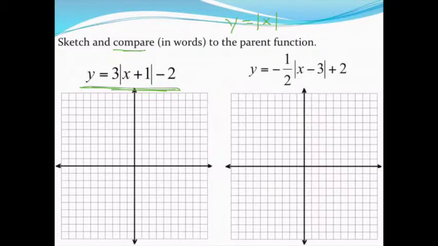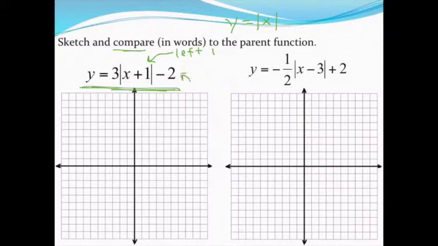I kind of go through and I draw little arrows pointing to what all these numbers do. The number with the x inside the absolute value bars is always your horizontal shift, and it does the opposite of what it says it's going to do. So if you see a +1, rather than move the graph to the right one, it actually does the opposite and moves the graph to the left one. So that's your horizontal shift. It'll move the vertex and all the points to the left one.